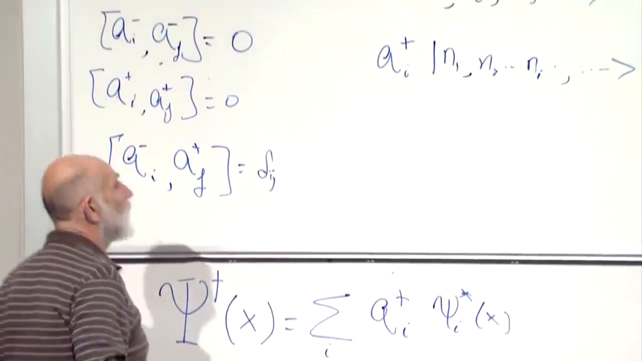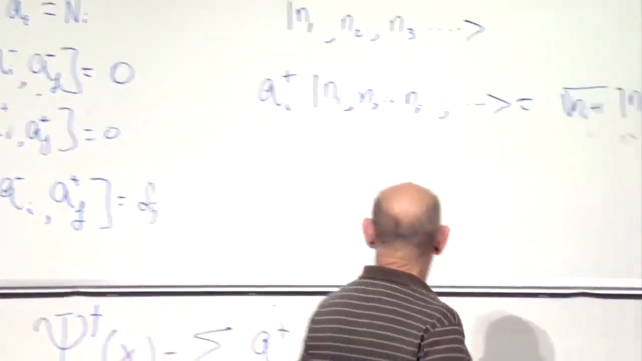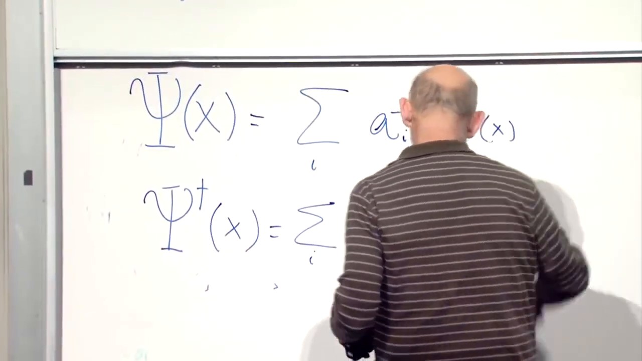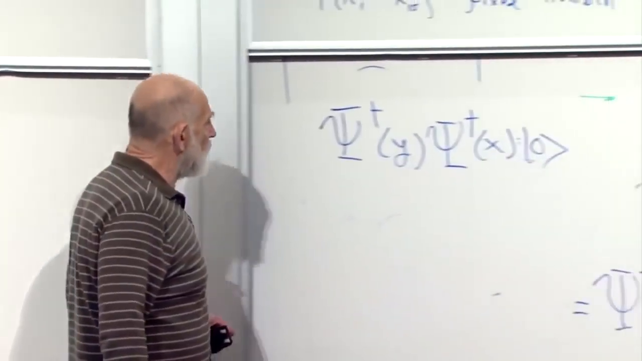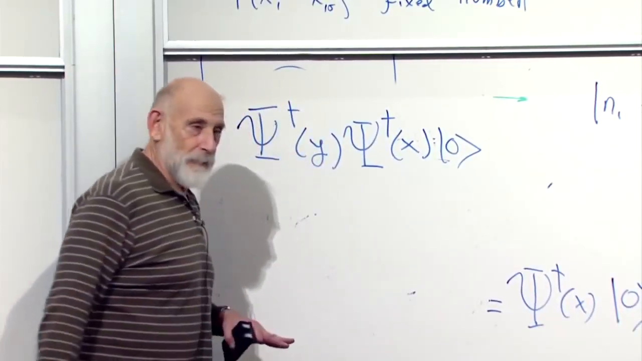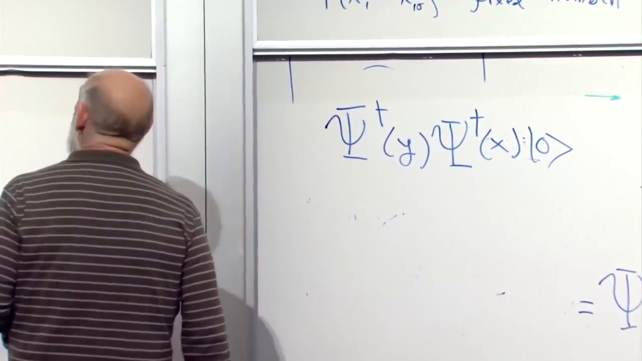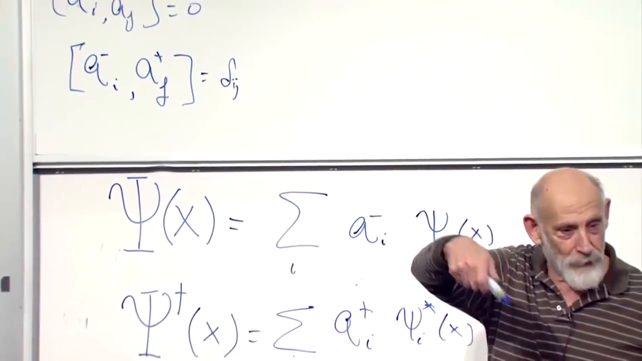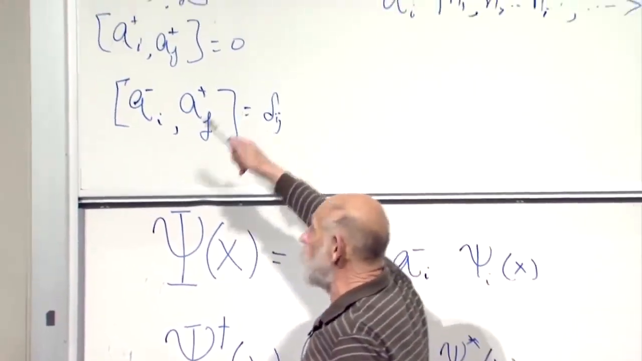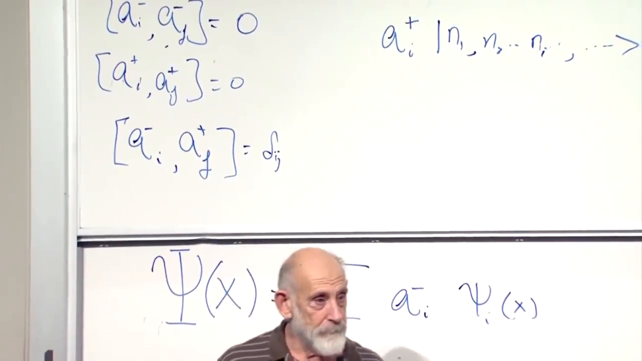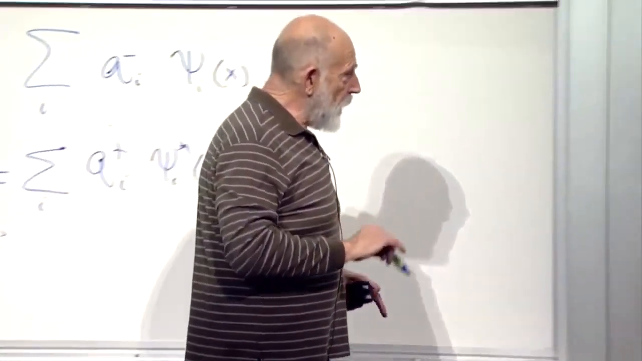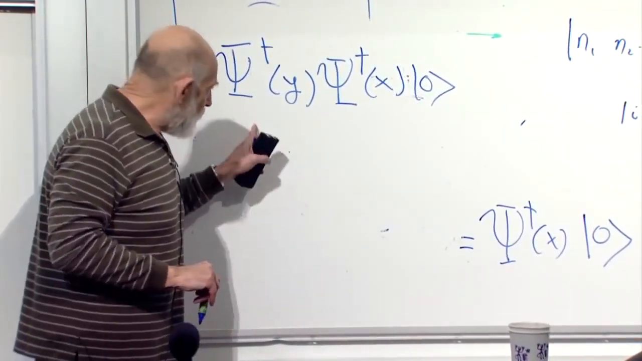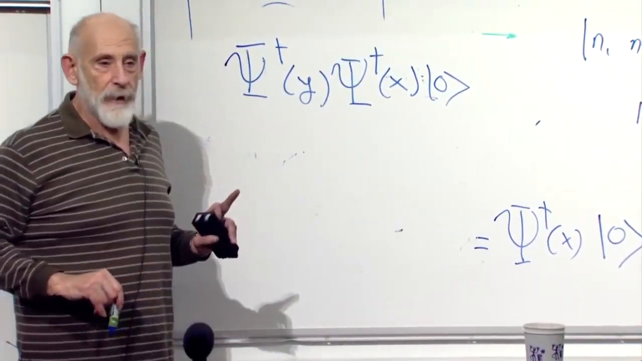Wait, the psi dagger is a creation operator. No, I'm sorry, did I make a mistake? Yeah. Right. Psi dagger is a creation operator, of course. But still, it's true that every creation operator, this is the important thing, it wasn't whether it was creation or annihilation, each one commutes with every other one. Okay? Every operator in here commutes with every operator in here.